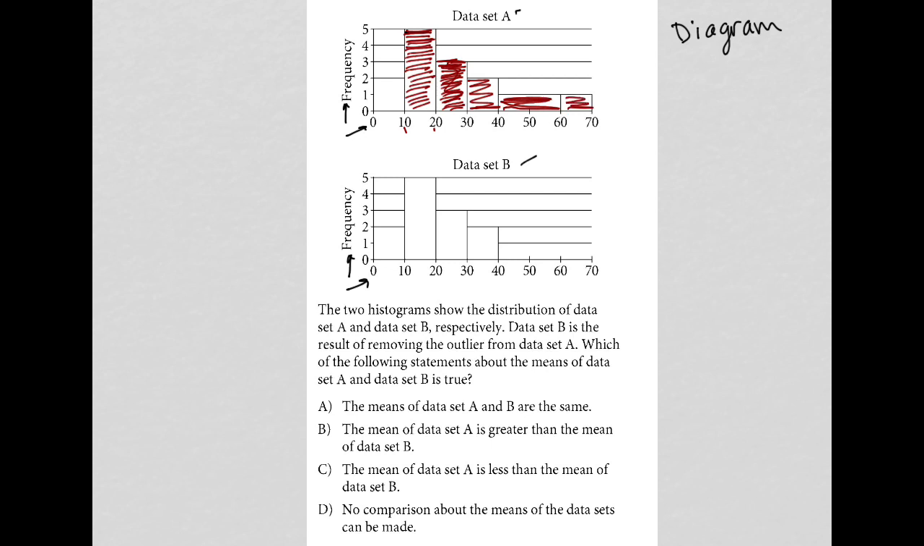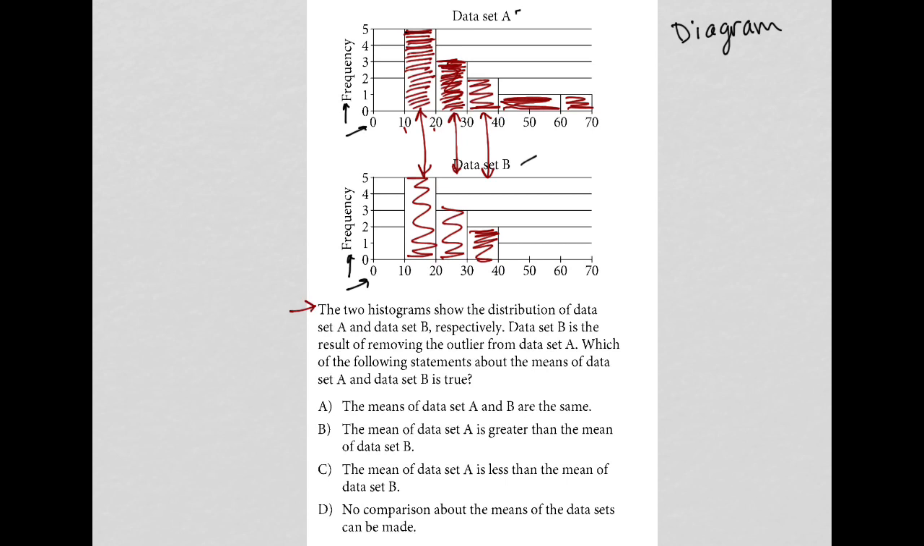For data set B, between 10 and 20, there are 5, so that matches actually. Between 20 and 30, there are 3, so that also matches. Between 30 and 40, there are 2, so that also matches. And then there's nothing else left. There's no other vertical lines. So let's read the question to see what's going on here.